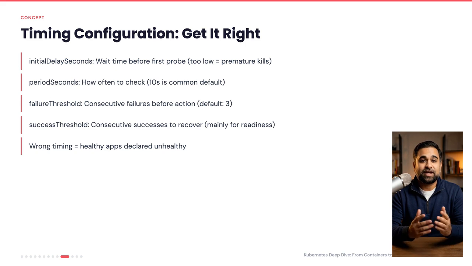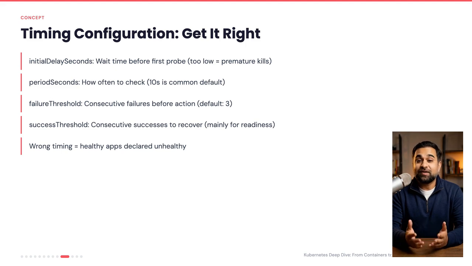The production checklist. Before deploying to production, ask yourself these questions. How long does your application take to start? Your startup probe or initial delay must accommodate this. What does a healthy application look like? Define this clearly before implementing probes.